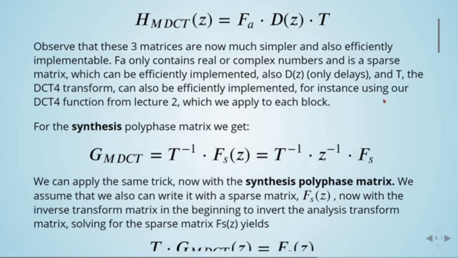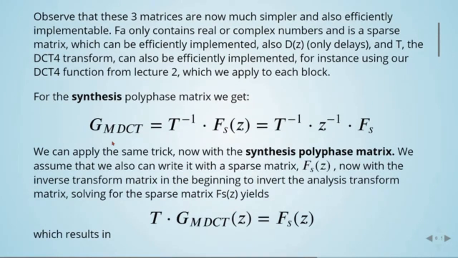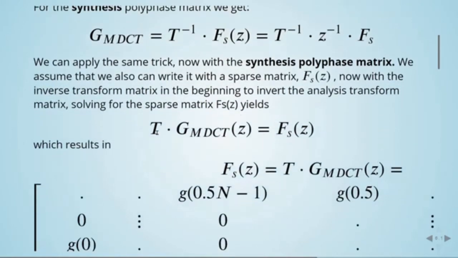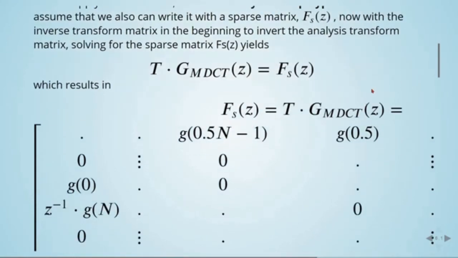For the synthesis polyphase matrix, we get G MDCT is equal to T to the power of minus 1 times this FS of Z, and this is equal to T to the power of minus 1 times FS times Z to the power of minus 1. And we can apply the same trick now with the synthesis polyphase matrix. We assume that we can also write it as a sparse matrix FS, now with the inverse transform matrix in the beginning to invert the analysis transform matrix, solving for the sparse matrix FS of Z, and this yields T times G MDCT of Z is equal to FS of Z, and this results in this.